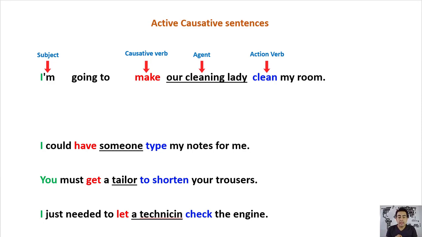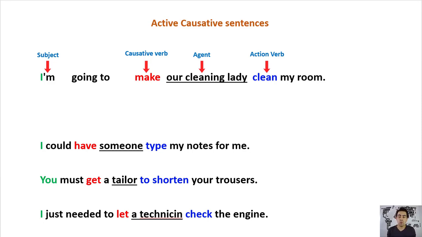So here the cleaning lady is our agent who is going to clean, and clean is the action verb, or the verb of the agent. Let's look at the second example. "I could have someone type my notes for me." As you can see, the subject is in green font, so I again. Have is your causative verb. Have someone type. And type is the verb for someone, and someone is your agent.